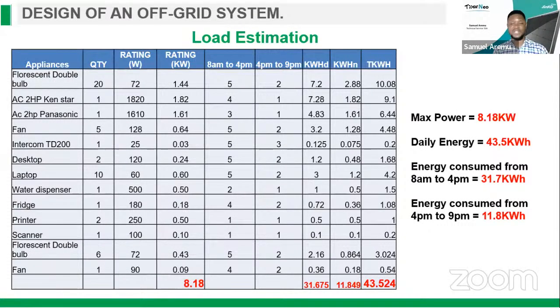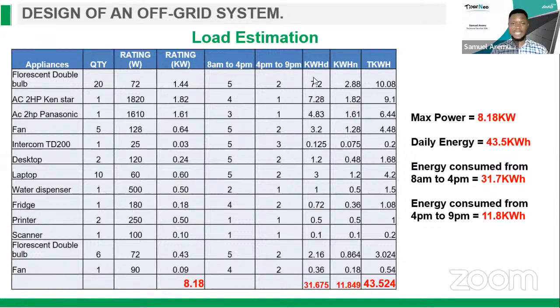Or in the case where you have a generator, from 4 p.m. to 9 p.m. the main energy source is going to be a battery or generator. So I've said that in the morning they use their fan for 4 hours, from 8 a.m. to 4 p.m., and likewise the fluorescent bulb. And at night, in the evening, from 4 p.m. to 9 p.m., I've also listed the duration of consumption here.